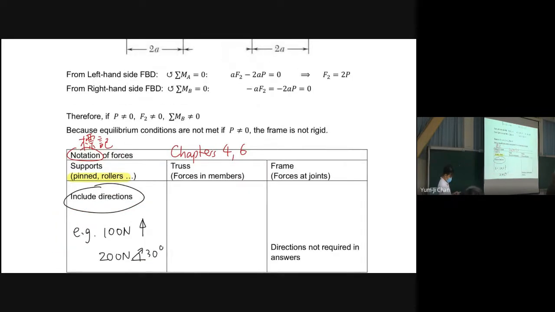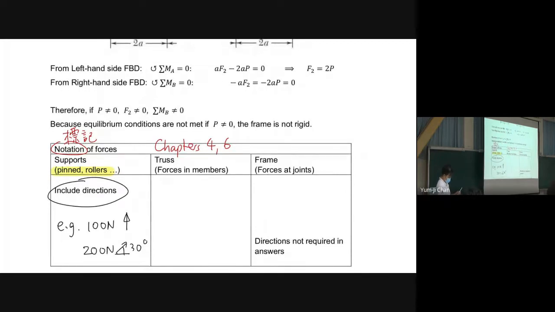This is the first kind. The second kind are in trusses. For trusses, we are determining the forces in members, so we need to mark either tension or compression. For example, 100 Newton T or 100 Newton C. T means tension, and C means compression.